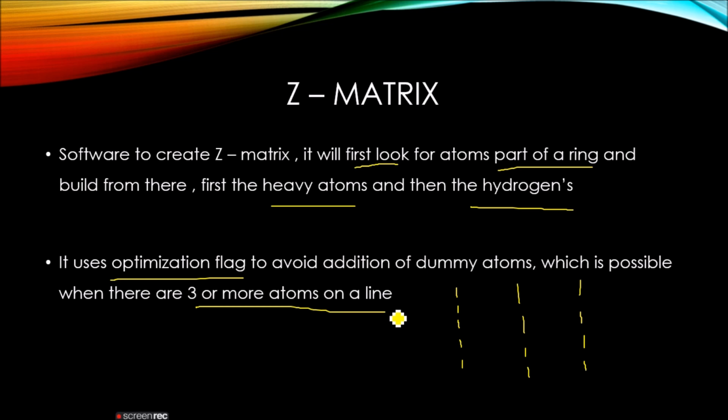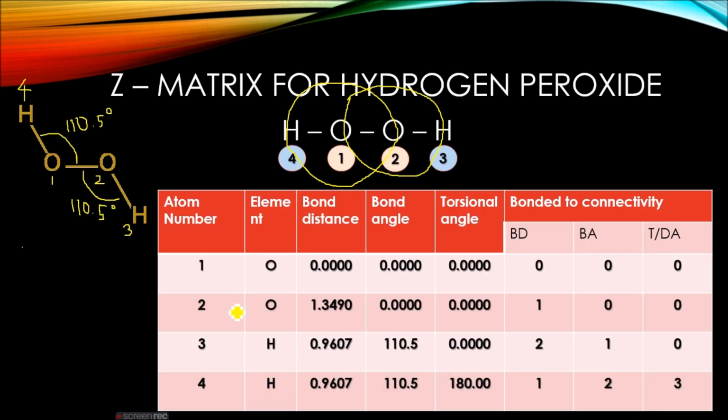Now for example, let us discuss the Z matrix for hydrogen peroxide. Hydrogen peroxide has the formula HOOH. The O and O are bonded first, right? The numbering is given as follows. I told you already that your Z matrix will be arranged in descending order, starting from heavy atom to hydrogen, correct? Here the heavy atom is oxygen. So from here the numbering starts 1, 2, 3 and then 4.